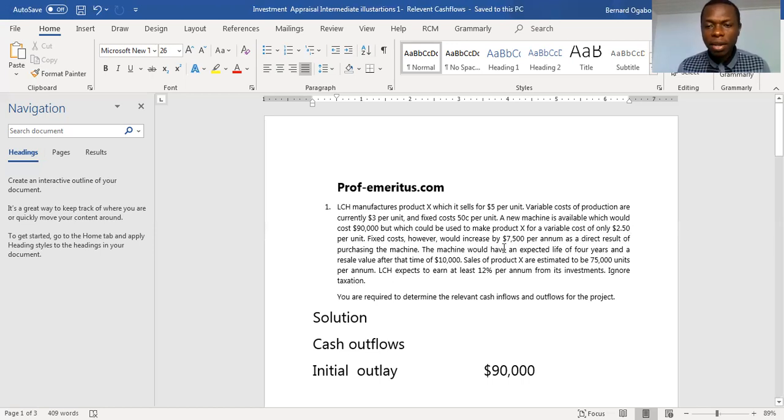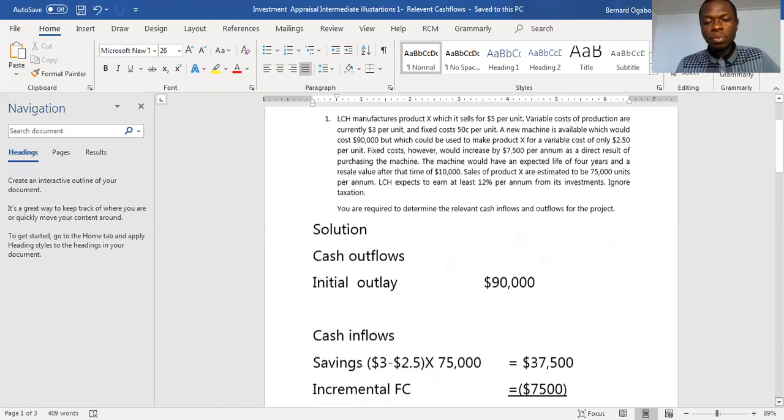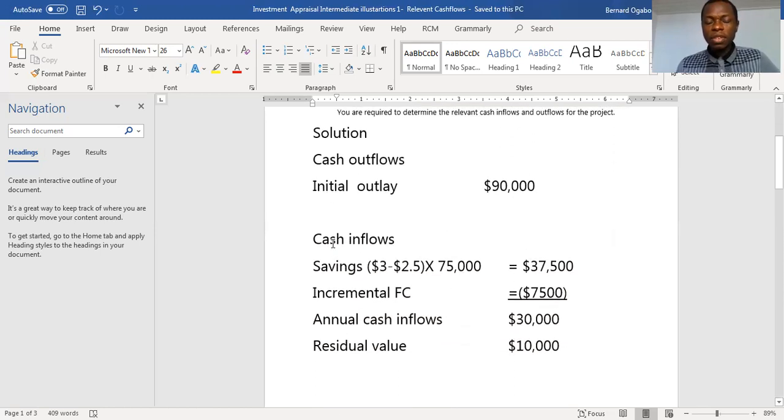And the incremental corresponding cash outflow is this 7,500, because of this machine, fixed cost will increase by 7,500. So we have the cash inflows, the savings. You see, the previous variable cost was $3, and the current variable cost is going to be $2.50 multiplied by the units that is going to be produced. So because of this machine, we are going to save $37,500, and that is the relevant cash flow in this particular scenario. Incremental fixed cost, we read it above, is going to be 7,500.